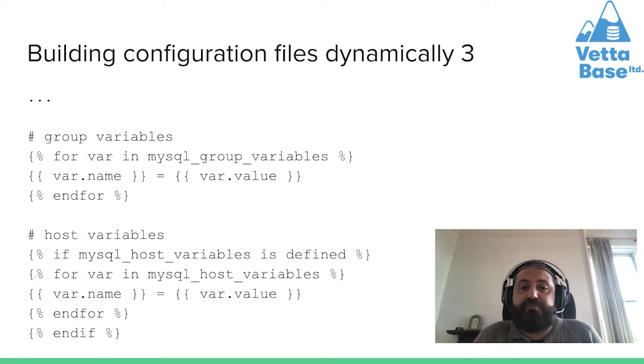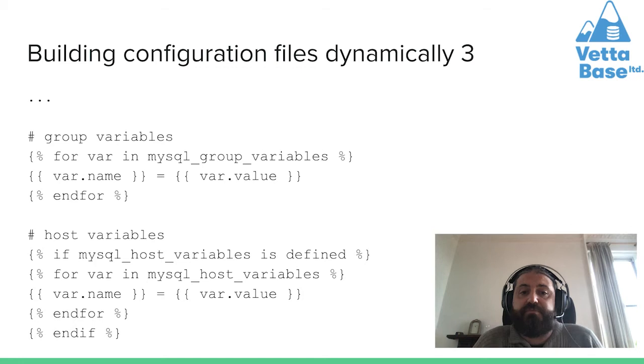Okay, it's very possible that the same variable is present in the first part of the file, and maybe also in MySQL group variables, and maybe even in MySQL host variables. It doesn't matter, because a variable can appear multiple times, and the last time it appears will take effect. Okay, the previous occurrences will be ignored by MariaDB.